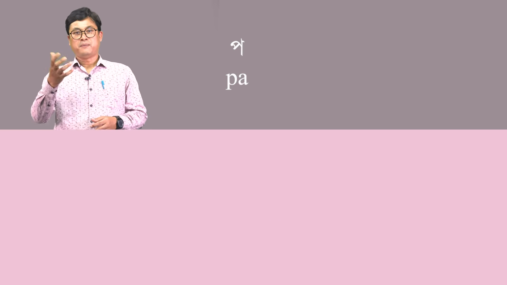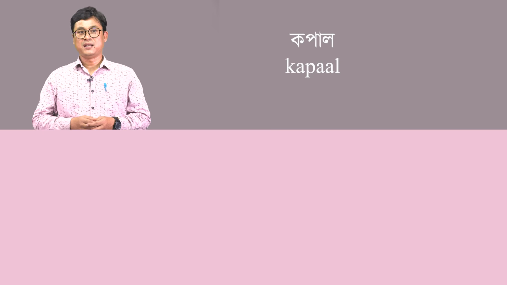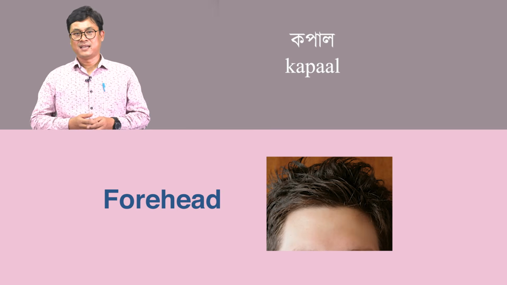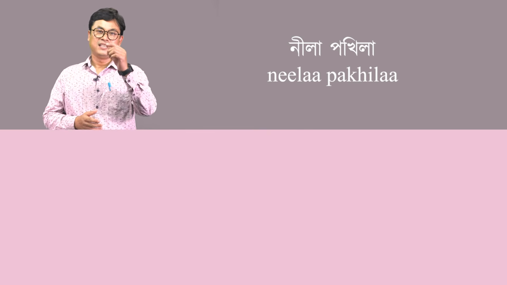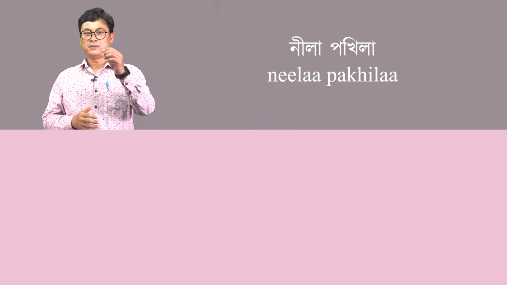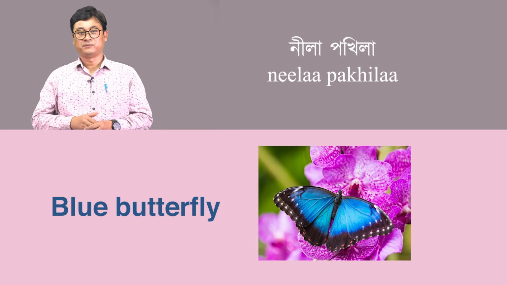Po. Po for Pokhila, which means butterfly. Kopal, that means forehead, and hap, that means snake. We can make a phrase like Nila Pokhila using the word Pokhila. This phrase means blue butterfly.